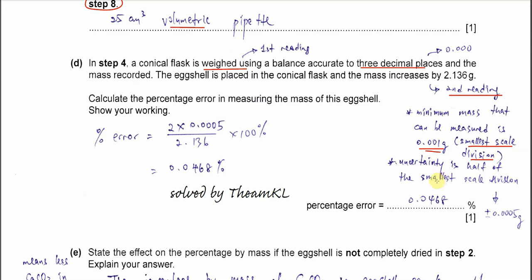The uncertainty is half of the smallest scale division, which means 0.001 over 2. So you get 0.0005 gram. The uncertainty is therefore plus minus 0.0005 gram. Use this uncertainty times the number of readings you took, over the mass taken. Because 2 readings are used to get this mass, it is 2 times the uncertainty over the mass taken, times 100%. You get 0.0468%.